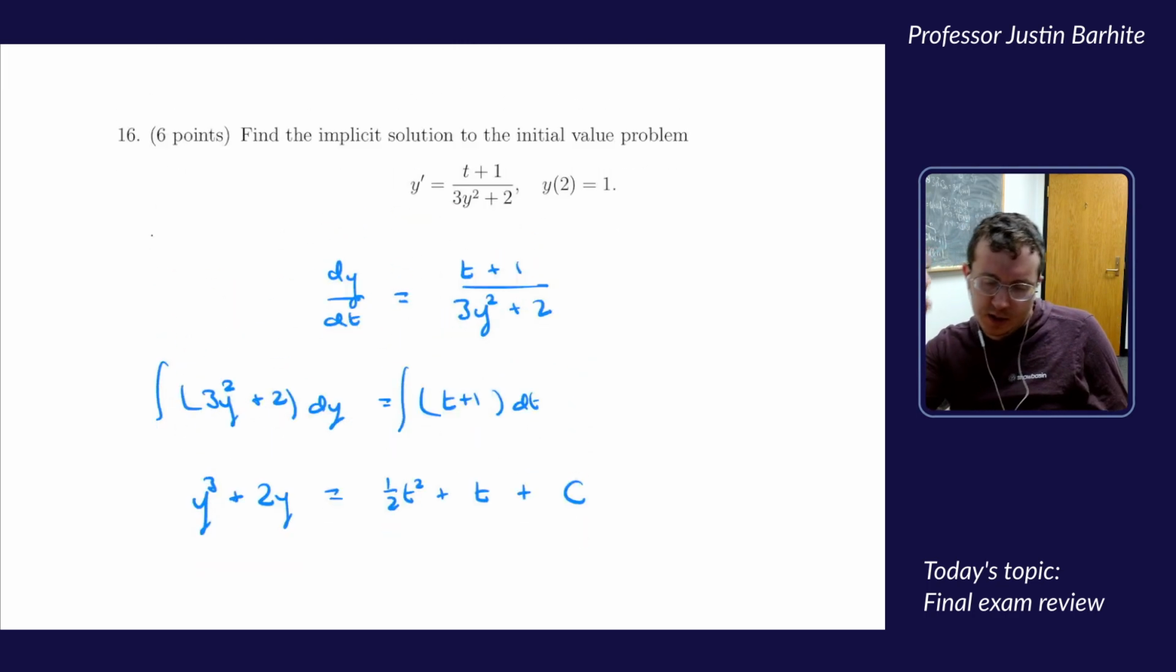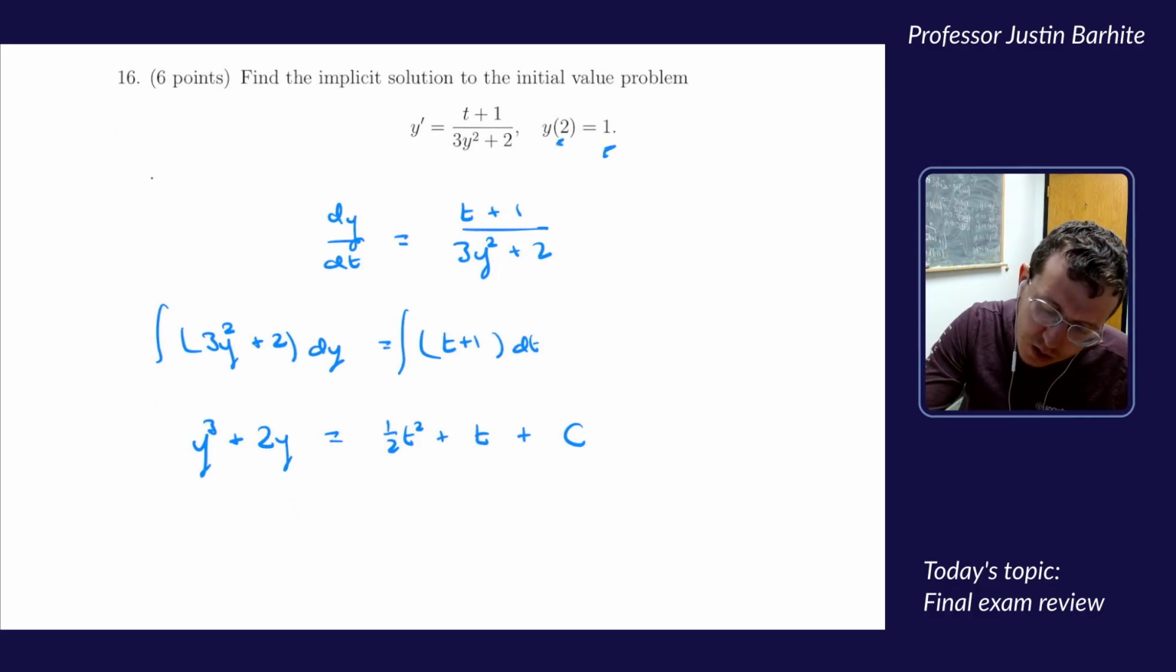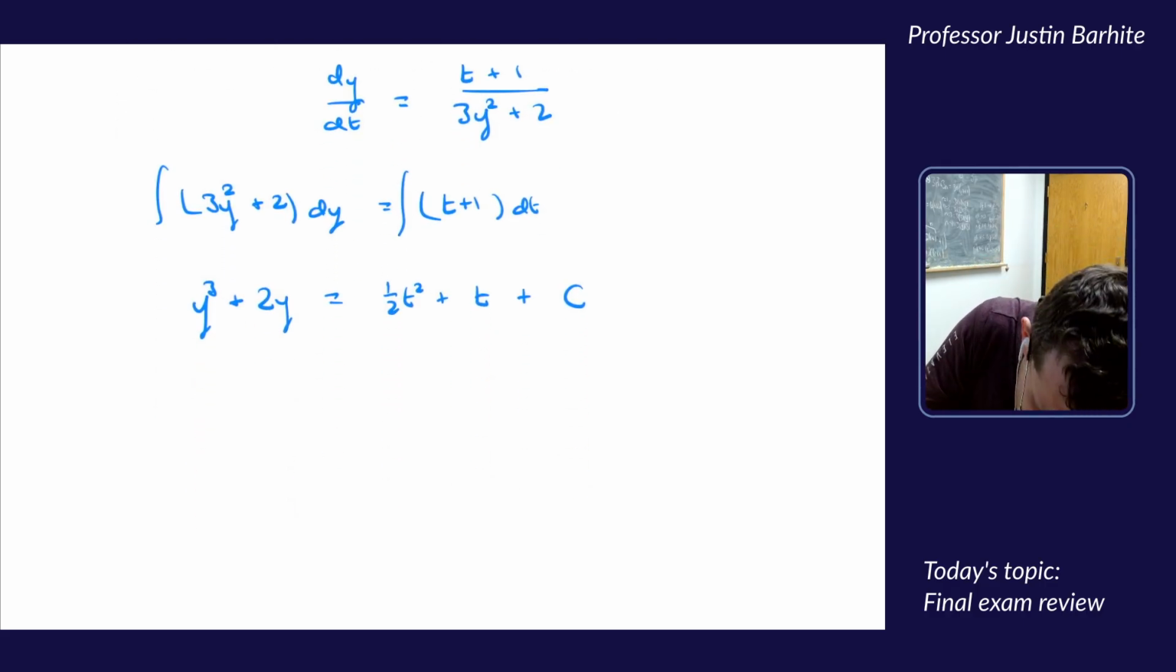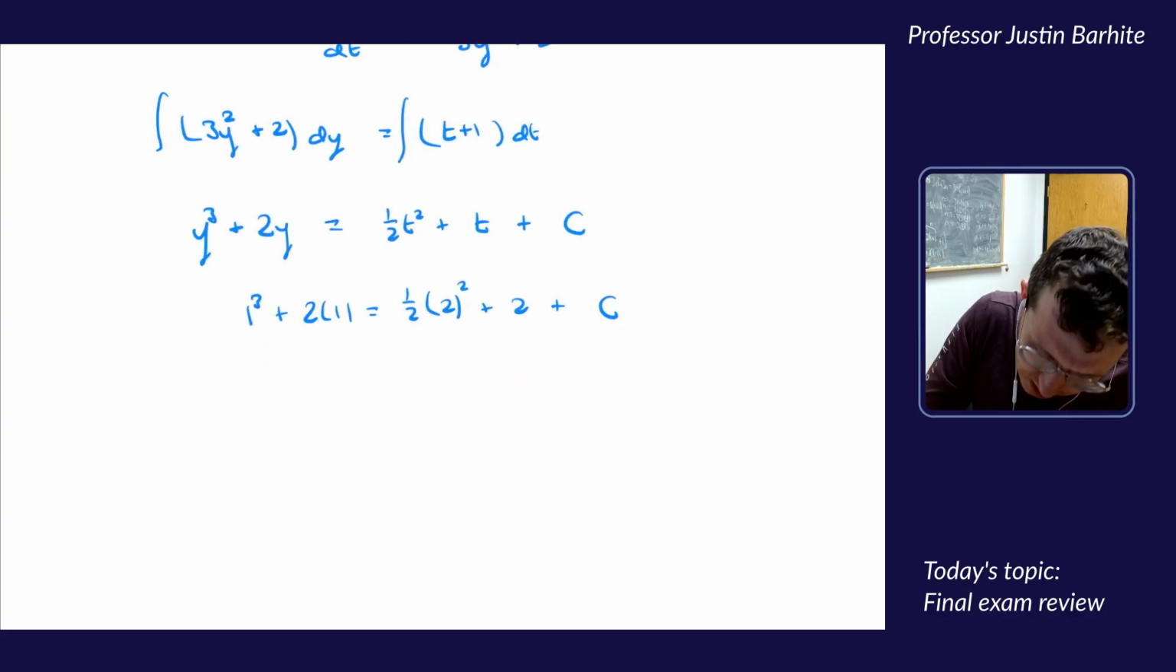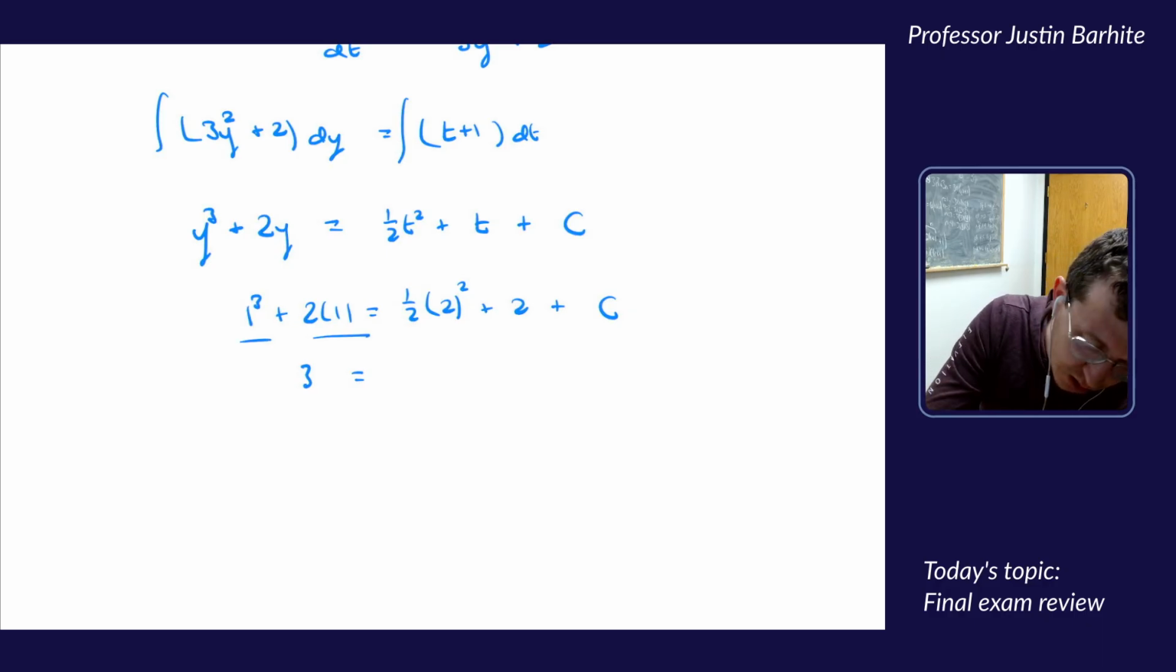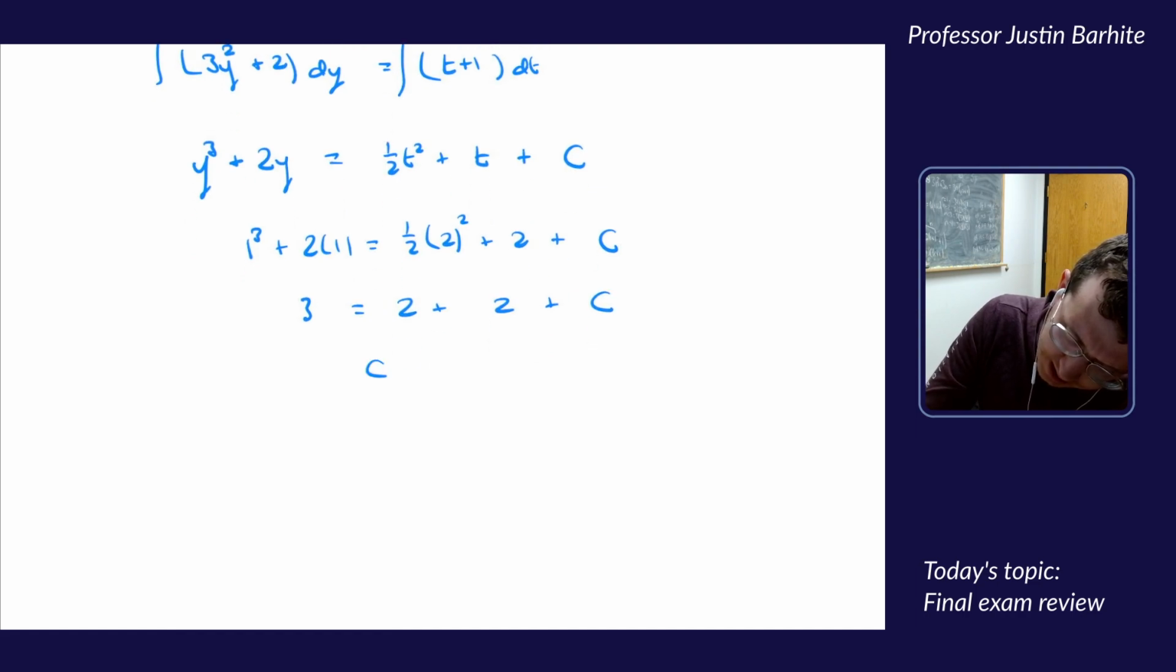But they also tell me that when t is 2, y is 1. So when I plug in 1 for y and 2 for t, I'm going to be able to solve for the value of c. So I have 1 plus 2, which is 3. That's equal to 1/2 times 4, which is 2, plus c. So it looks like c is going to be -1.